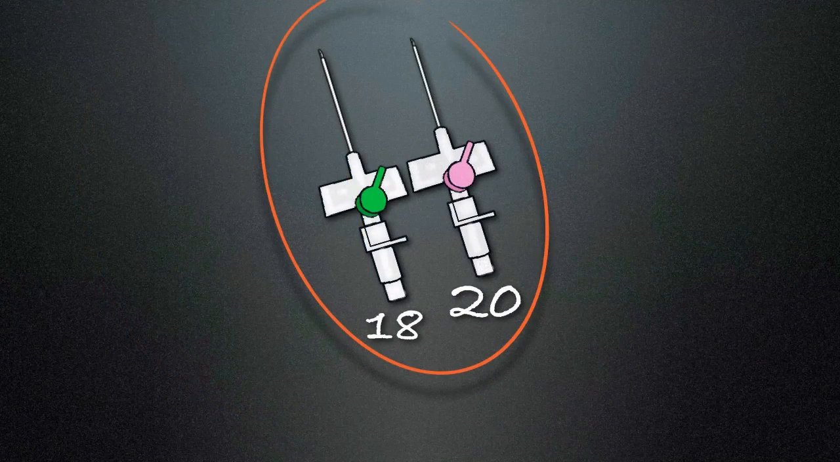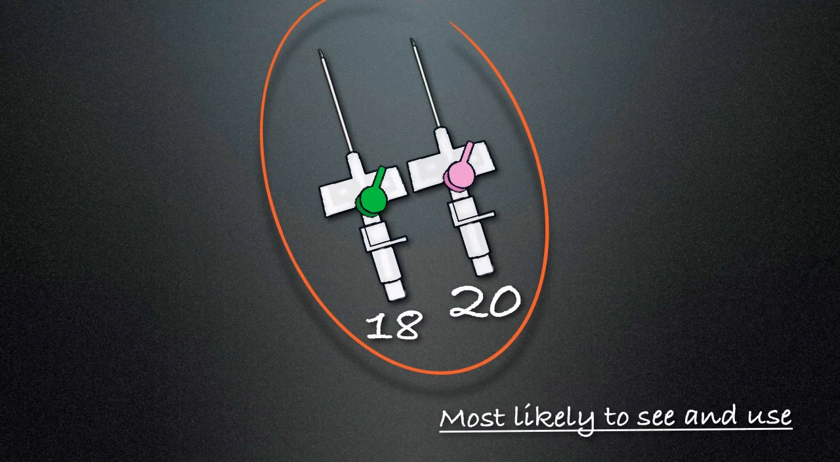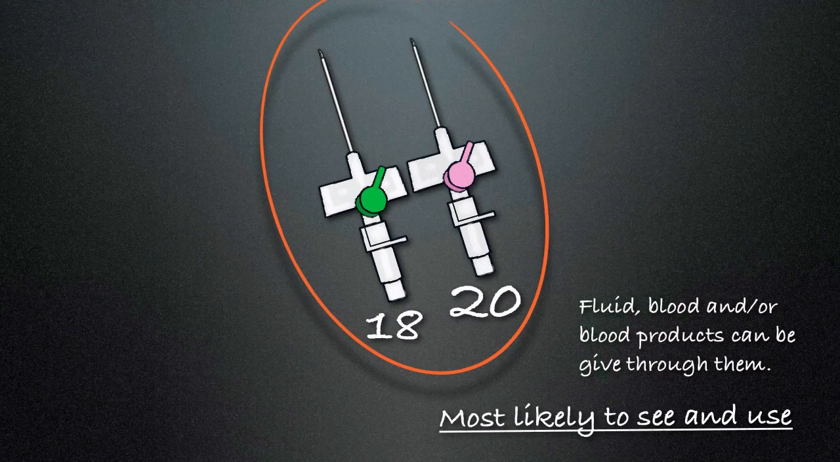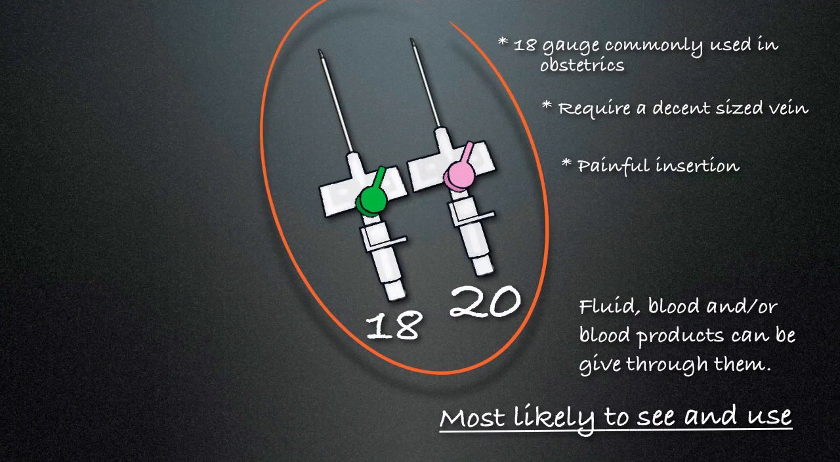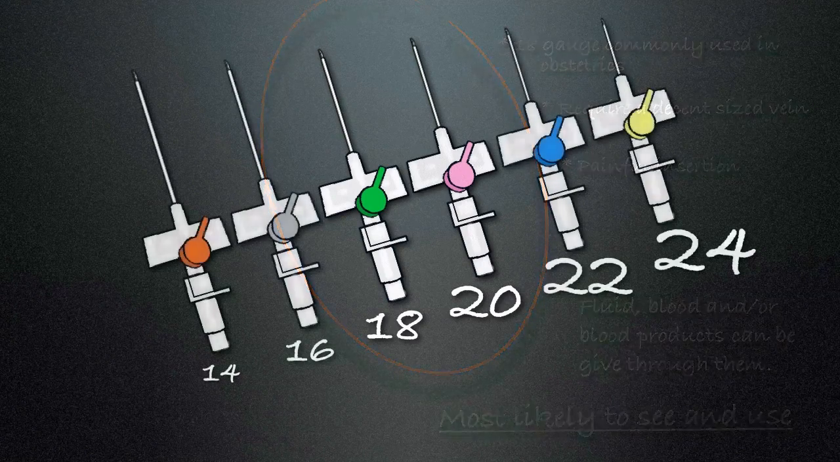18 and 20-gauge IV cannulas are the ones you are most likely to see and use. Fluids and blood can be given through both of them, but an 18-gauge is more commonly used in obstetrics, as fluid and blood can be given faster than through a 20-gauge. A decent size vein is needed, and insertion is still painful, but less so than with a 14 to 16 gauge. If in your practice as a midwife you have a patient with small veins and have a hard time inserting an 18 gauge, a 20 gauge may be a good alternative option.